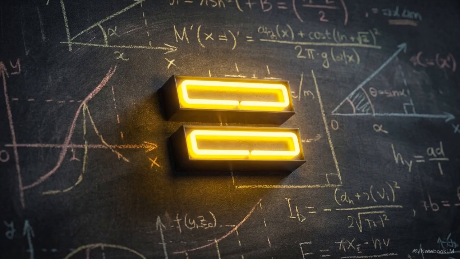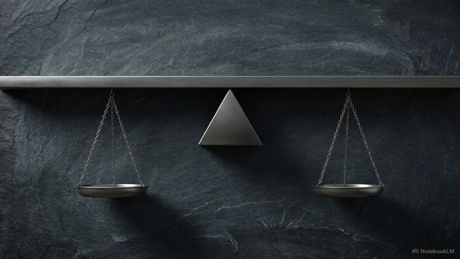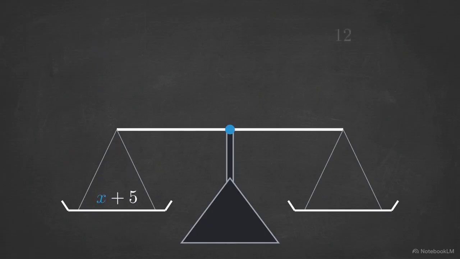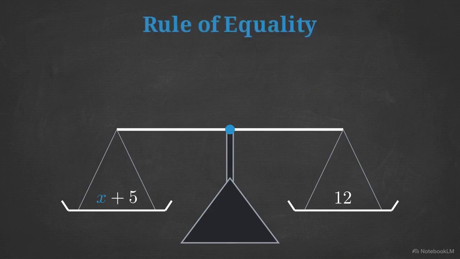To solve this, we must look at the equal sign as more than a signal for an answer. It represents a physical pivot point where both sides must remain equal. A pan-balance scale is the best way to visualize this. For the equation to stay valid, the weight on the left must always match the weight on the right. We place our expression, x plus 5, on the left pan and the number 12 on the right. The scale sits in perfect equilibrium.